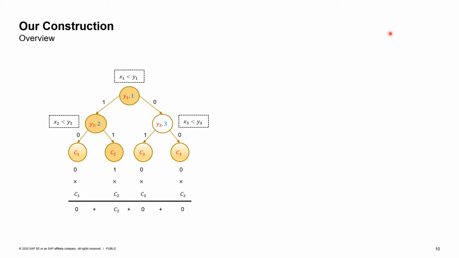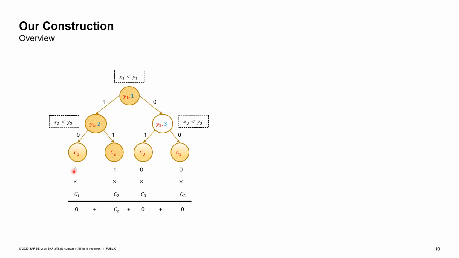The server starts by comparing all values, so the xi and the yi, and this results in comparison bits. Now we use these comparison bits to label the edges in the tree. So here, for example, at the root, if you have 1 on the left, you have 0 on the right. Here you have 0 on the left, you have 1 on the right. Now we multiply the comparison bits along the path, resulting here in a 0, 1, 0, and 0.